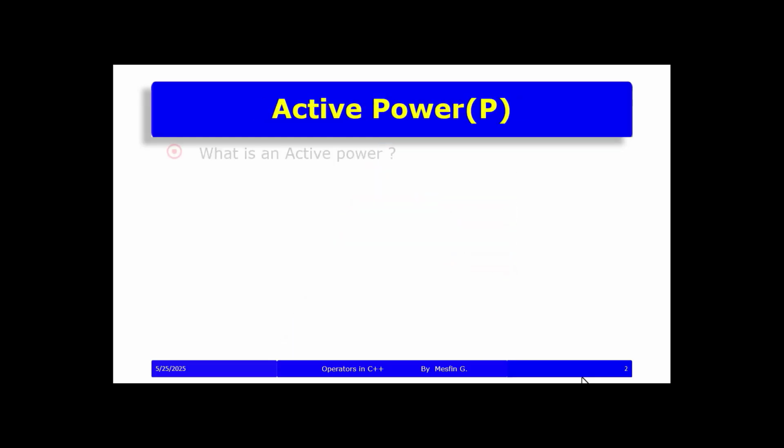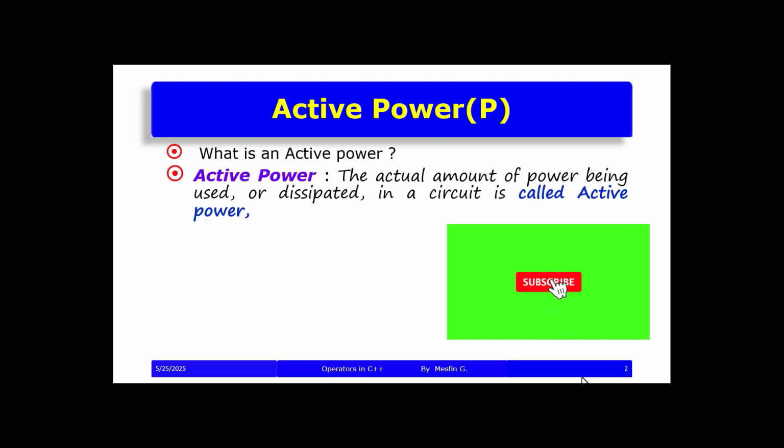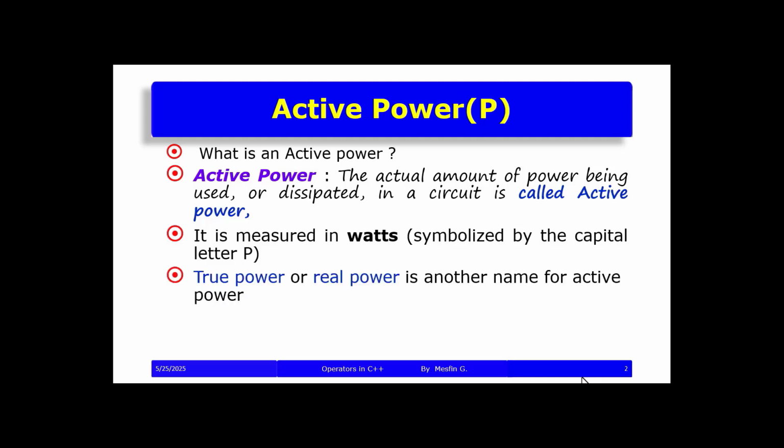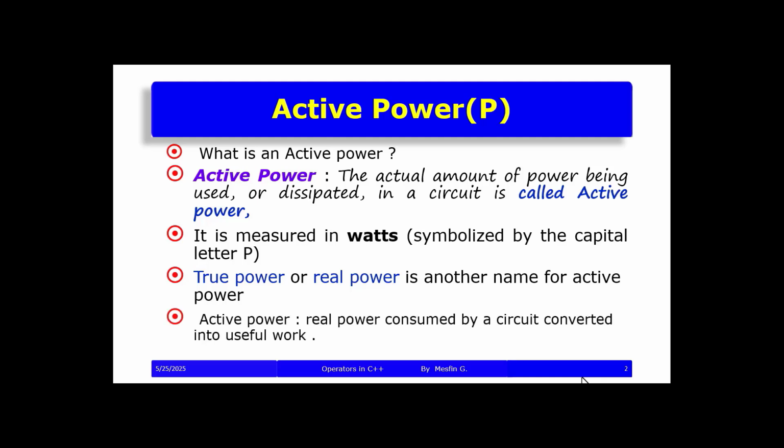So let's get started. So what is an active power? Active power is the actual amount of power being used or dissipated in a circuit. The amount of power that will be dissipated by the load is termed as active power. It is measured in watts and is symbolized by the letter P. The other name for active power is true power or real power. Active power or real power consumed by a circuit is converted into useful work.